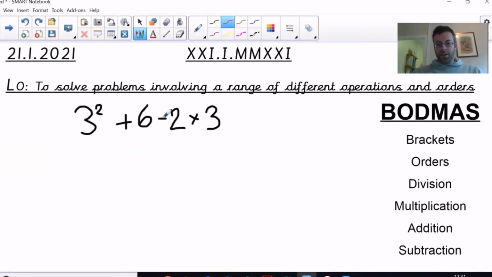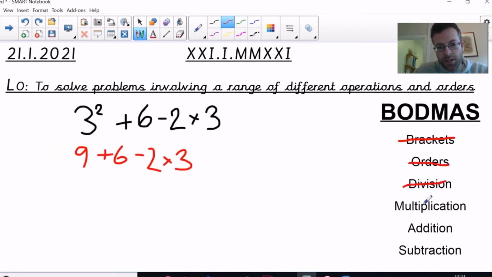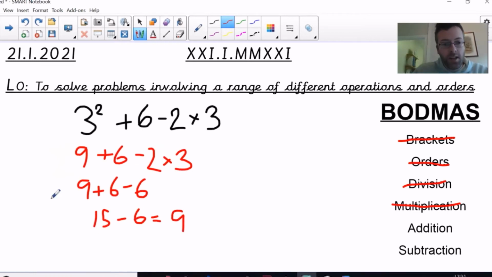So if we use BODMAS correctly, let's see what answer we get. So anything in brackets, no, don't need to worry about it. Any orders, yeah, this 3 squared. So 3 times 3 is 9. So I end up with 9, add 6, take away 2 times 3. Then any division, no. Any multiplication, yes, this 2 times 3. So I end up with 9, add 6, take away 6. Any addition, yeah. So I do the 9 add 6, which is 15. I've still got the take away 6. So my answer is 9. Now that's if I use BODMAS correctly. However, I'm just going to write that over here.